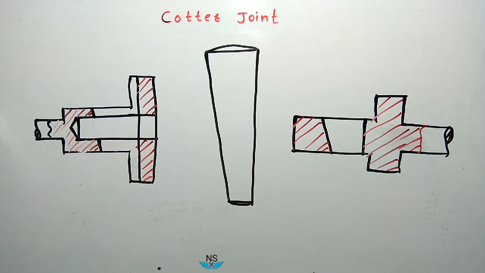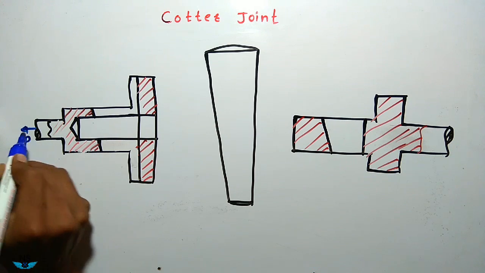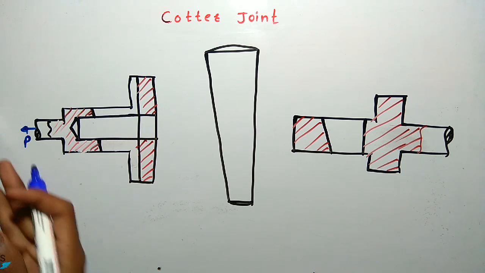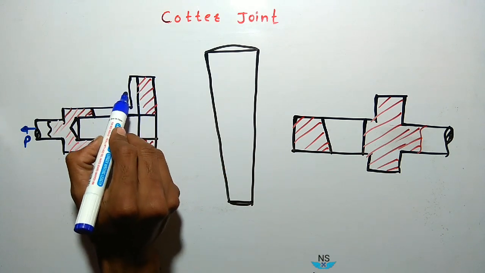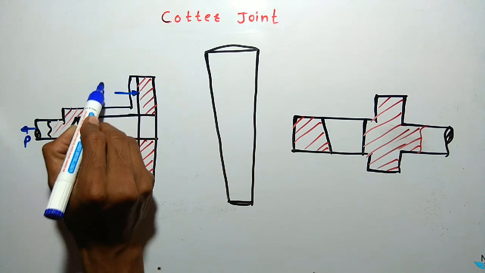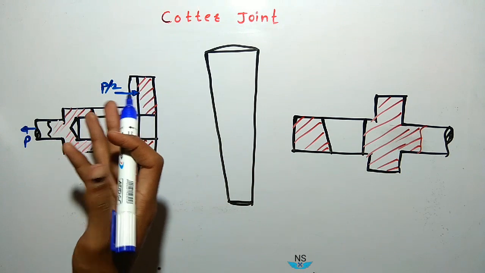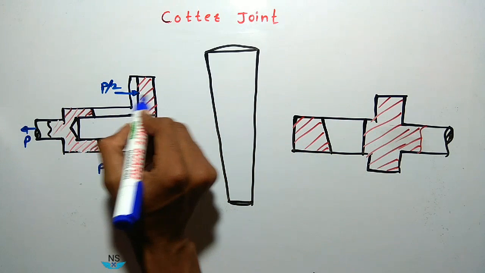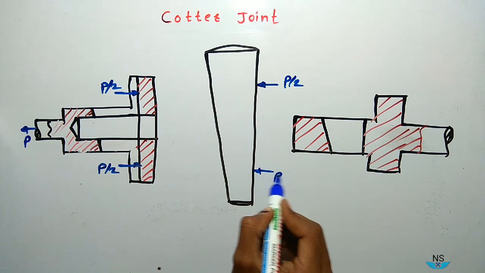Okay, now here this rod is subjected to tensile force P. Now where can you balance this force P on this socket? The cutter touches the socket at this collar. So half here and half here. The same equal and opposite force is acting on the cutter also. So P by 2 here and P by 2 here.